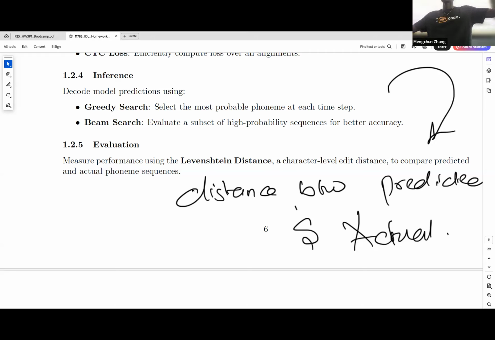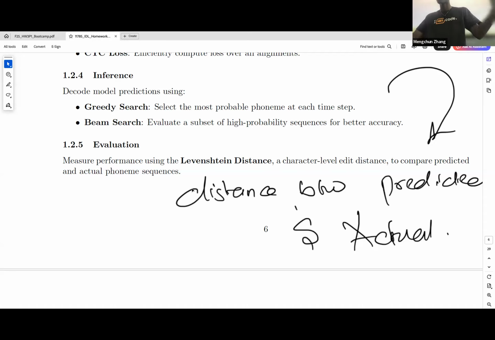So if the actual word is hello and your model predicted yellow, you'll realize that you only need to change the Y alone, okay? But if your model predicted yearly or something, you'll realize there's a lot of things you need to change from your model prediction to get close to the actual prediction. So are we clear on the Levenshtein distance? It's just the minimum amount of changes you need to make from your model prediction so that you get close to the actual prediction. So that's what we'll be judging you on in your case.